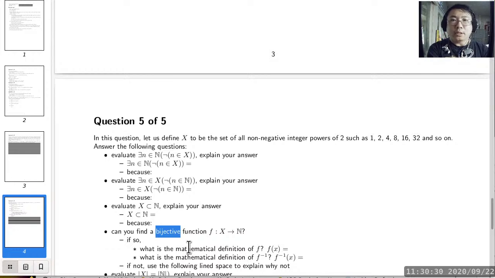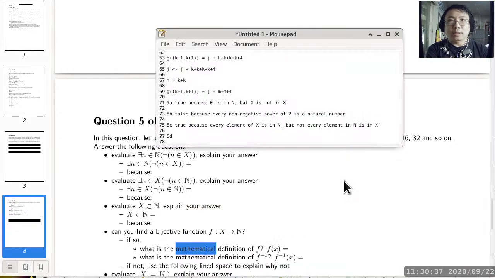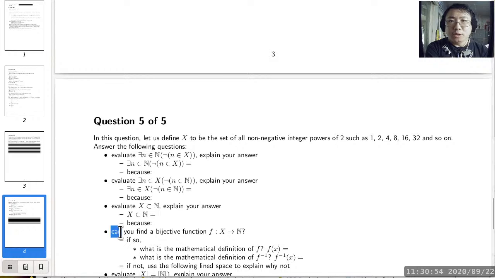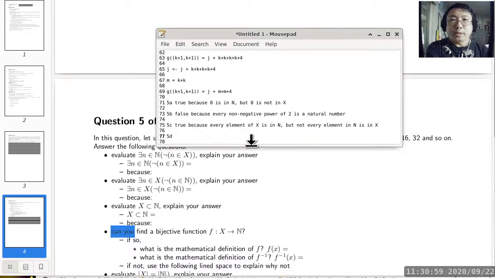Now, I did not ask about the definition. I specifically asked for a mathematical definition, which means it has to be something that involves some kind of mathematical operator, like sine, cosine, log, exponent of, that sort of stuff. So to answer the question, okay, the first thing is to answer yes or no. Okay, can you or can you not find a bijective function? So now the first part of the answer is yes. Okay, yes, I can find a bijective function.